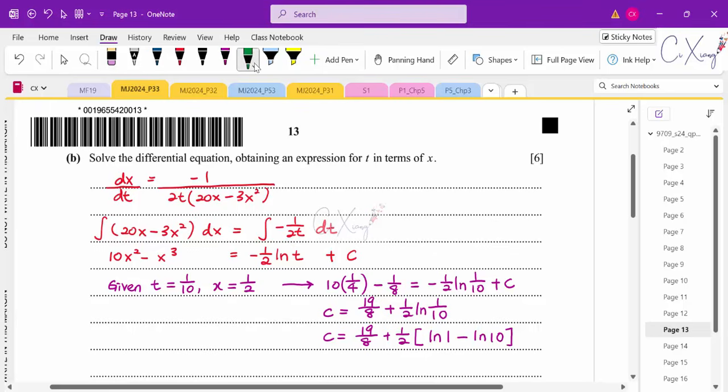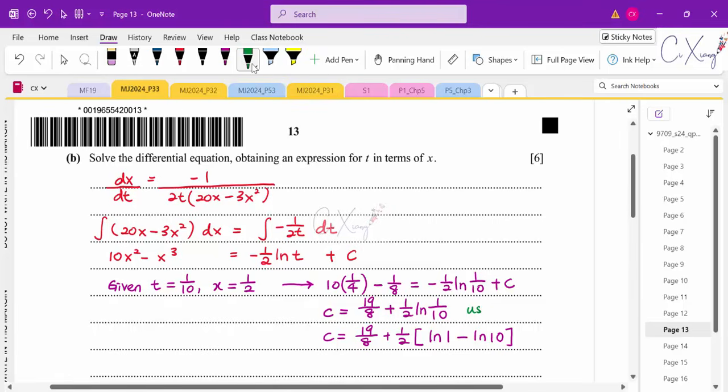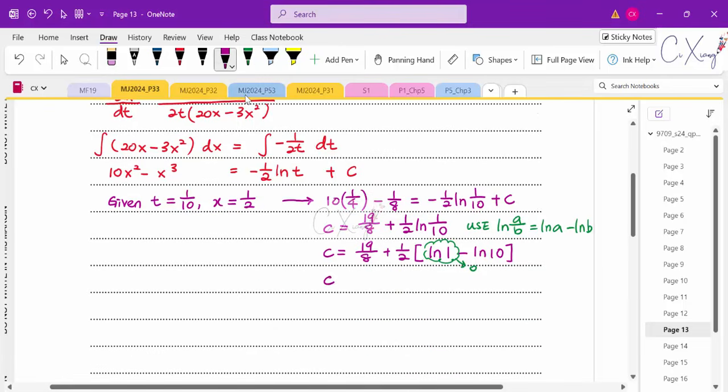Okay, because previously we did learn about this, right? There's no correct or wrong, okay? But for me, I prefer to further simplify it. So previously, we have the idea where if you're having ln A over B, I can separate it to become ln A minus ln B. Okay, so this is what I'm applying now. And after that, you should know the value of ln 1 here. So ln 1 basically will give you a value of 0. So you can see that your C is actually 19 over 8 minus half ln 10.